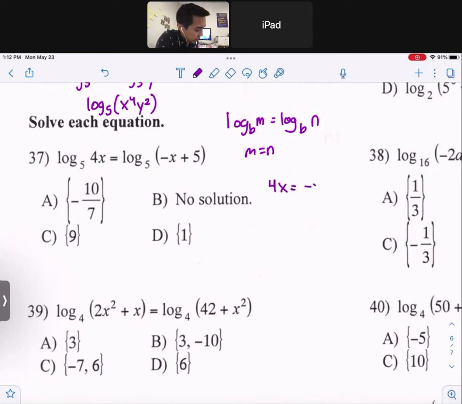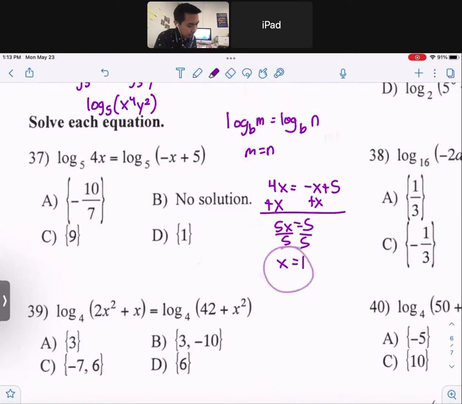4x equals negative x plus 5. And then we just solve for x. Add x to both sides to get 5x equals 5. Divide both sides by 5, x is equal to 1. Now the thing with logs is you have to plug this back into the original and make sure the inside of the log function is not negative or 0. And if we plug in 1 into both of those, they both become positive. So this x equals 1 is fine.